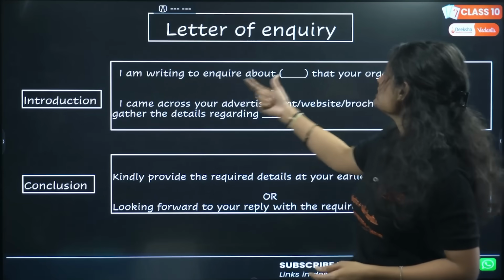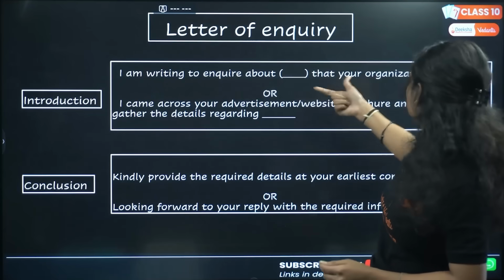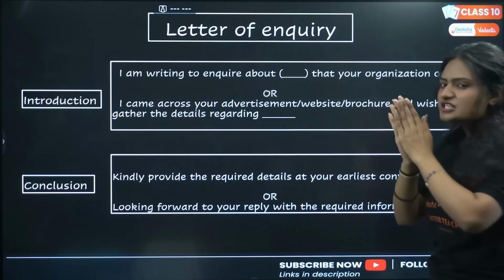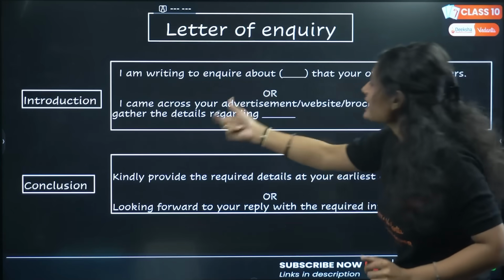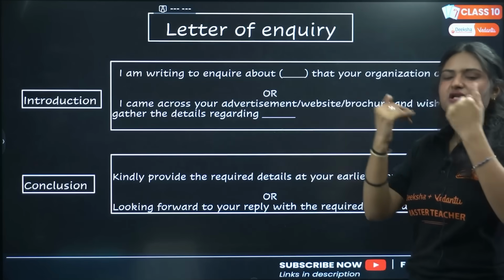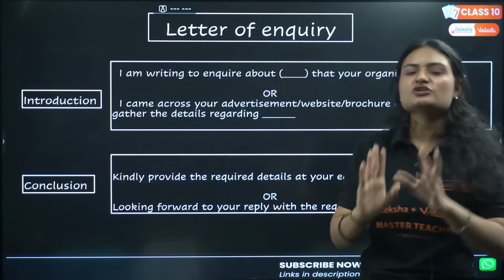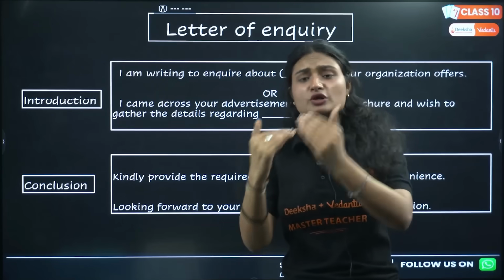Okay, now, I am writing to inquire about this product, any product that your organization offers, or I came across your advertisement, website, or brochure and wish to gather the details regarding any product. Because you're inquiring about something, right? You're inquiring about a product that you saw on their website, or any brochure that you saw. So you want to inquire about that.